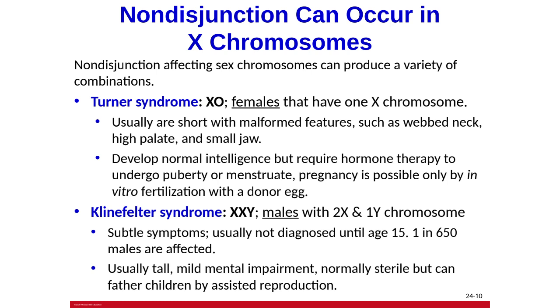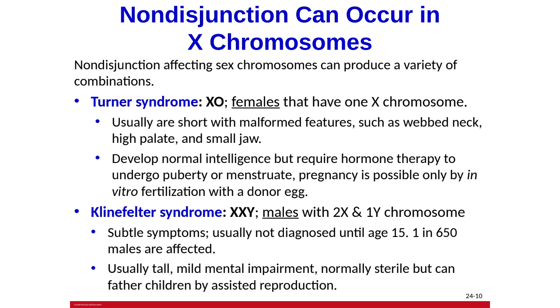And they can have different levels of symptoms, so it varies a bit. But in general, they're fairly subtle. These individuals are usually not diagnosed until they hit roughly around age 15, when they're going through puberty and so forth. They're typically going to have, for example, low testosterone levels and things like that. It affects quite a large number of males. About 1 in 650 males are affected. So it's not terribly common, and it's not terribly rare either.